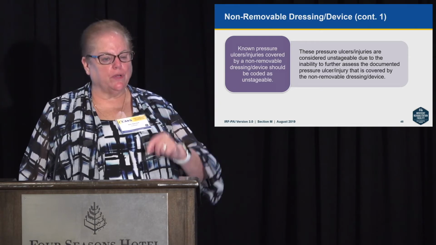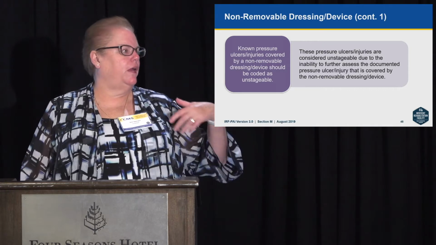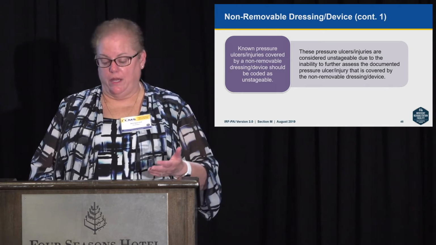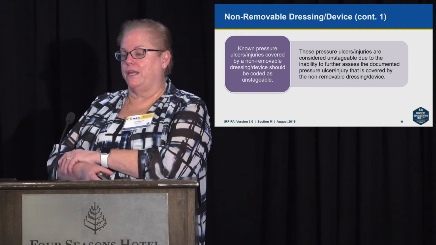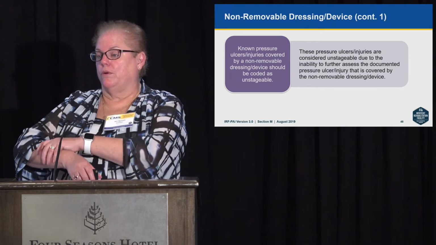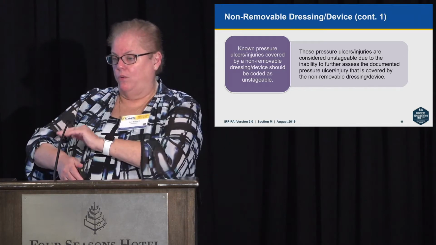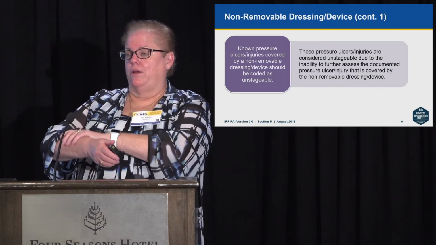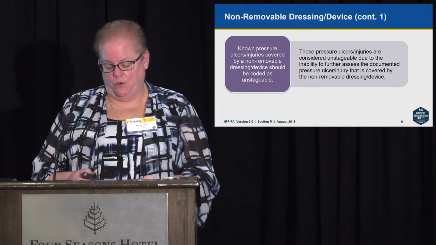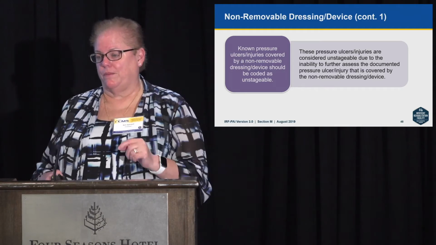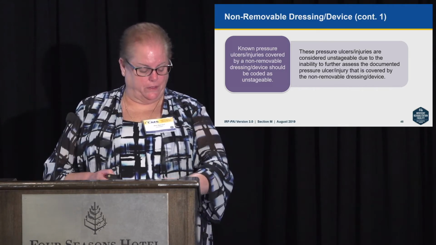So it is going to be critically important that you get this information from a previous setting, or if someone develops one in your organization, that's fine, and then they end up with some sort of a non-removable device or cast or something over that. So now you know that it was there, and until that device comes off, you can't assess it. Then you would code that. But you have to know that something's under there. That's a key caveat that some people miss.